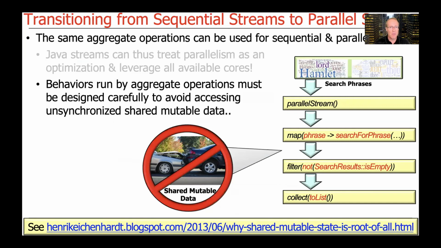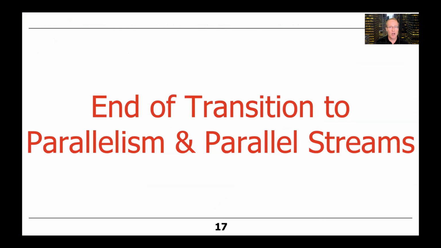Now, of course, there's some things to remember, and if you don't remember these things, you'll get yourself in big trouble. But the behaviors that are run by the aggregate operations have to be very carefully designed to avoid accessing unsynchronized shared mutable data, which again is, as always, the root of all evil in programming. So if you have shared data that's mutable, in other words, it can be changed and shared, then you've got a world of things to think about. And we'll talk more about some of the common traps and pitfalls that arise when you do this and some ways to avoid it. The most obvious way to avoid it is not to have shared mutable data. But sometimes you can't avoid that, especially if you do things like caches, for example. But we'll talk about that in a few upcoming videos.